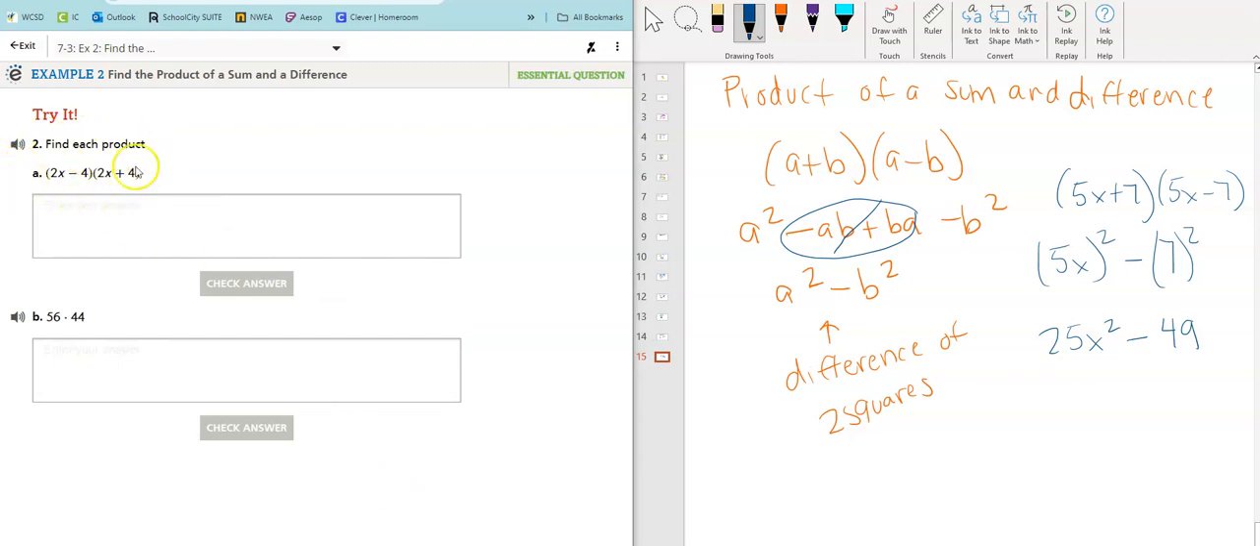All right, so give it a try. Using our method here, knowing this is the difference of two squares, solve A, and then using this, write a sum and a difference that are the same, using the same numbers, and see if you can find the answer to 56 times 44.